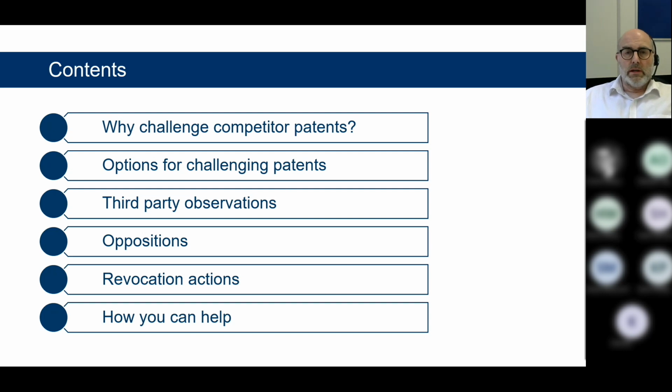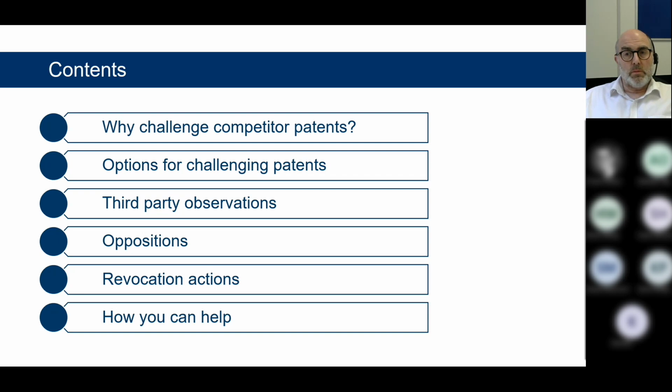So in this session, we're going to discuss the main options for challenging problem patents or patent applications. And of course, it shouldn't be forgotten that the same options can be used against your patents and patent applications by your competitors. Now, the main ways of challenging patents are listed in the slide here. Third-party observations is the first one we'll discuss. This is the simplest and quickest way of challenging patent applications. There are a number of drawbacks, but equally there are a number of benefits to challenging a patent application using this route.